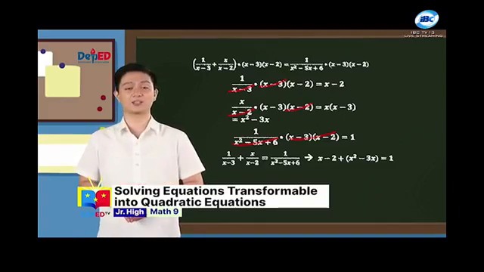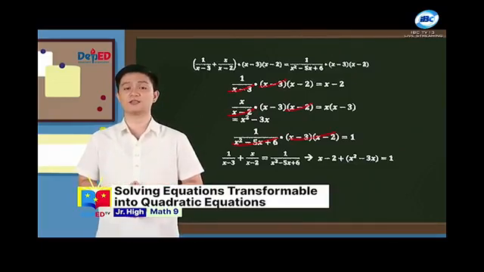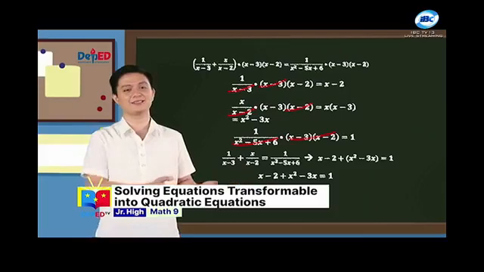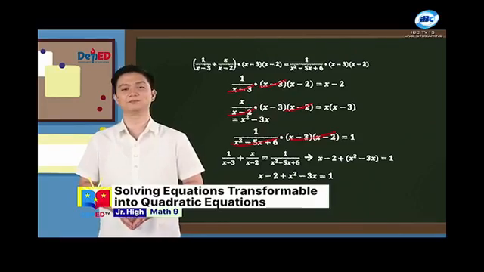Since the binomial x squared minus 3x is preceded by a plus sign, we do not need to reverse the signs of the terms in this binomial. So, we may remove the parentheses. Hence, we can write the equation like this. X minus 2 plus x squared minus 3x equals 1.